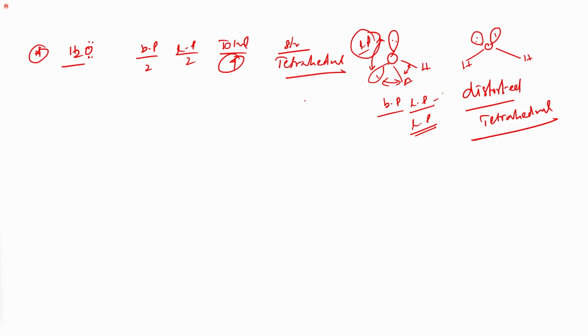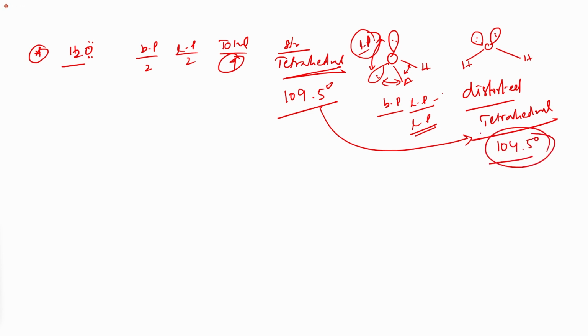And we know that for the tetrahedral structure the angle is 109.5 degrees, but due to that repulsion the angle will be 104.5 degrees. So the angle will be less because that repulsion is present. That's why this angle is less, 109.5 down to 104.5 degrees.